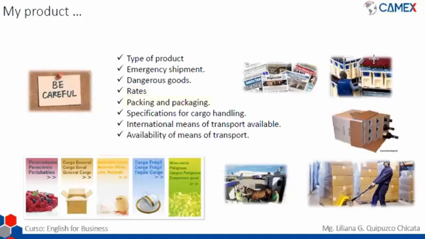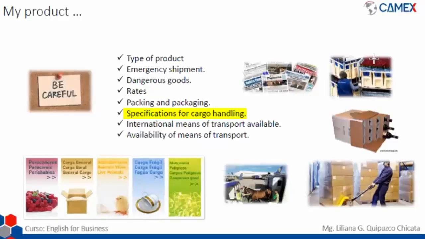Then I have to check the packing and packaging. In this case, if I am talking about some freight cargo that is very fragile, or perishable, or cargo that needs special care, I have to be really careful. I have to check for packing and packaging. These special details I can talk to my supplier about directly. Then I can talk about specifications for cargo handling. In this case, I will also talk to my supplier to know if I will need special cargo handling, so I can talk to my logistics service provider to have better handling for it.